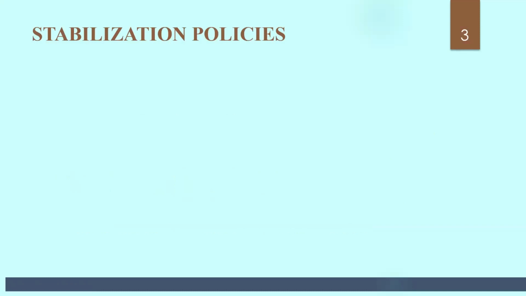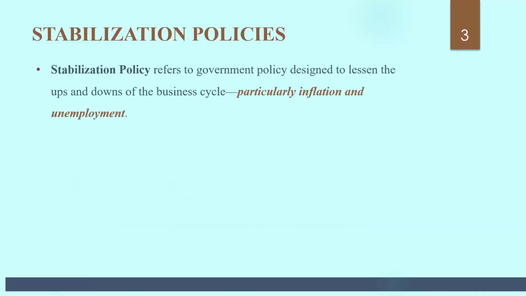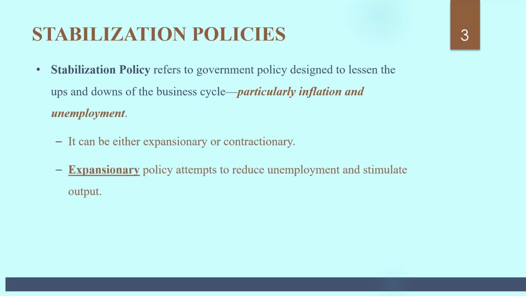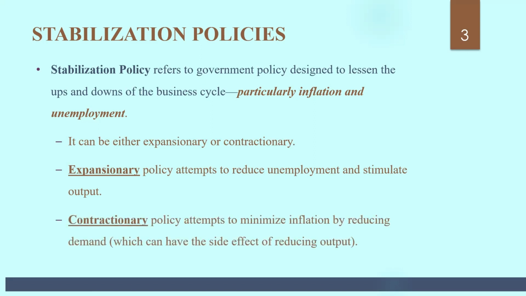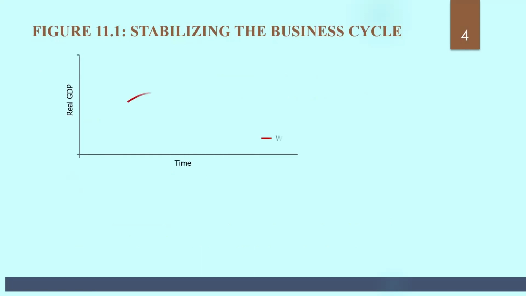and expenditures. Stabilization policies. Stabilization policy refers to government policy designed to lessen the ups and downs of the business cycle. So, particularly inflation and unemployment. It can be either expansionary or contractionary. Expansionary policy attempts to reduce unemployment and stimulate output. Contractionary policy attempts to minimize inflation by reducing demand, which can have the side effect of reducing output.